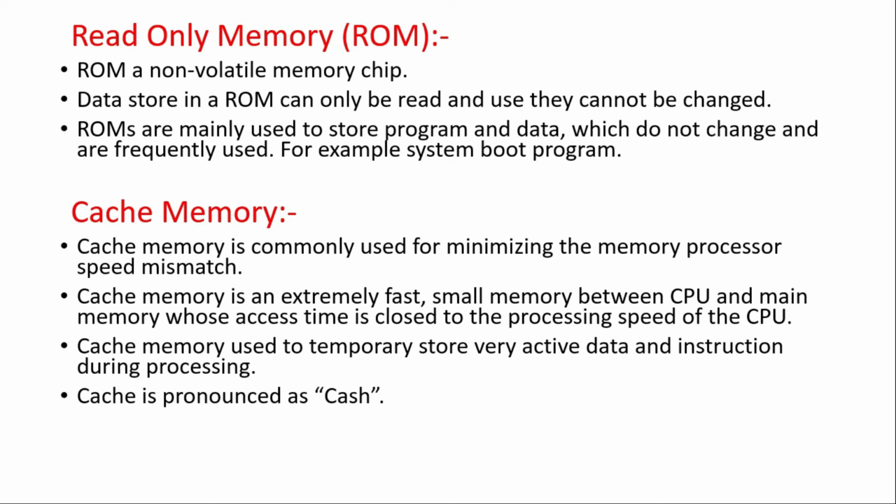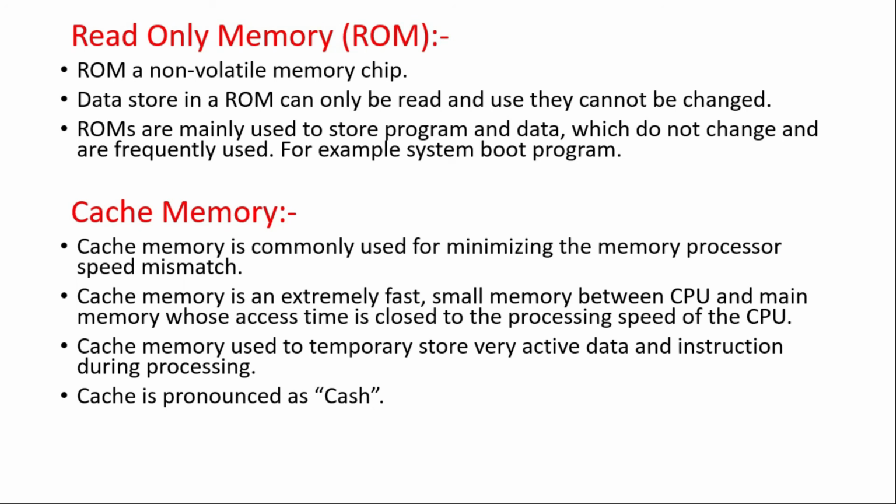Cache memory. In a system, your hard disk, main memory, and cache memory are also storage devices. Cache memory is a temporary storage device in the CPU. Cache memory is commonly used for minimizing the memory processor speed mismatch. Cache memory is an extremely fast small memory between the CPU and main memory whose access time is close to the processing speed of the CPU.